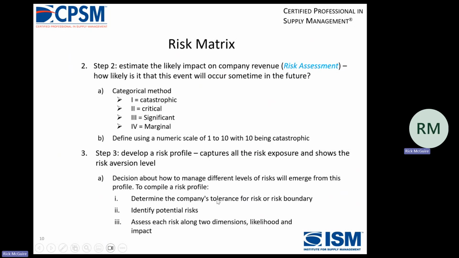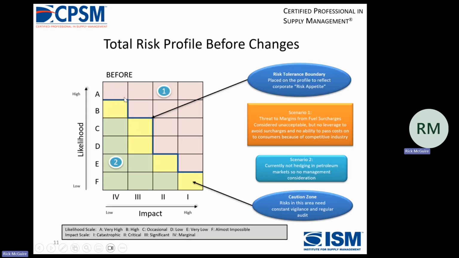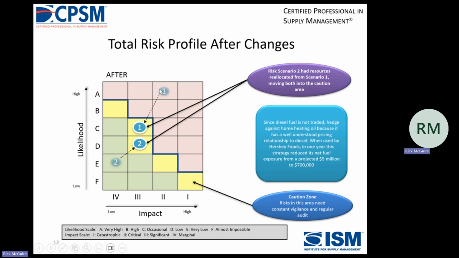And then you develop a risk profile, determine the company's tolerance. And then, here's the red is bad, yellow is the boundary. Well, red, yellow is kind of neutral. The blue here is the risk boundary, and the green is good. Then you got 2 risk events here. So the number 2 is fine. Number 1 is not good because it's on the other side of the risk boundary. We have to mitigate that somehow. And the way we mitigate it is we take resources from 2, which moves it into the neutral, but also moves 1 into the neutral also.